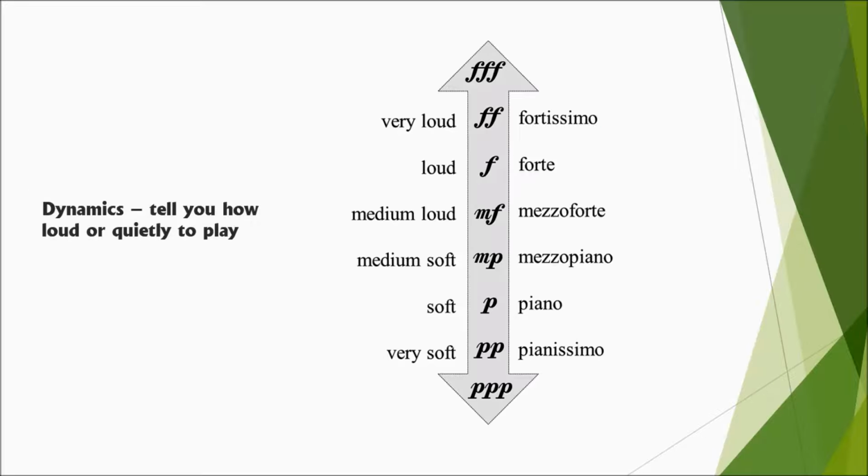And then your dynamics will be all the way through your music, and dynamics tell you how quietly or loud to play. So if you see pianissimo, it means to play very, very soft. If you see fortissimo, it means to play very, very loud, and everything in between. So you should know your pianissimo, piano, mezzo piano, mezzo forte, forte, and fortissimo, and you should understand what those mean.